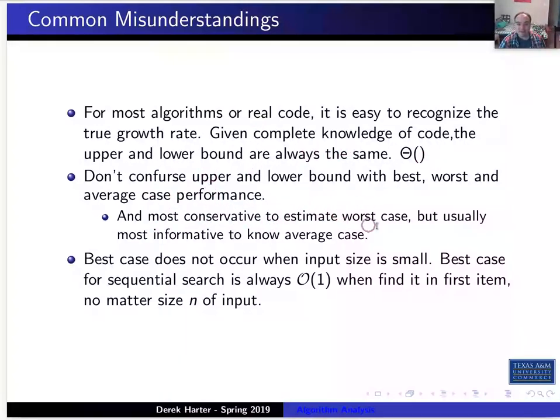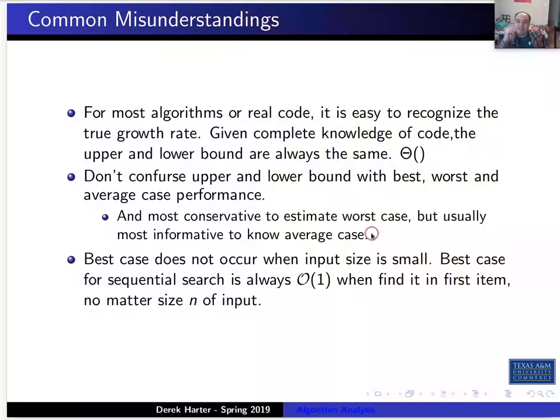The other way of saying that is that you always have separate analysis for the best, worst, and average case, okay? So I can have a big O analysis for the worst case, a big omega analysis on my upper and lower bounds for the worst case, and if those are the same, I'll be able to state my big theta for the worst case. Same for average and best case, okay?